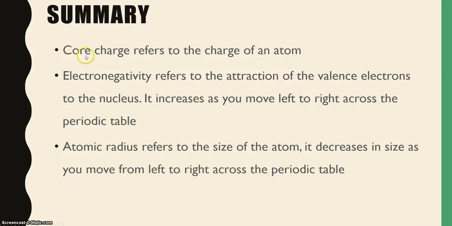These are the summary for today. Core charge refers to the charge of an atom, and there's a formula to calculate that. Electronegativity refers to the attraction of the valence electrons to the nucleus. It increases as you move from left to right across the periodic table. Atomic radius refers to the size of the atom in terms of how big it is from the nucleus to the valence electron, and it decreases in size as you move from left to right across the periodic table.